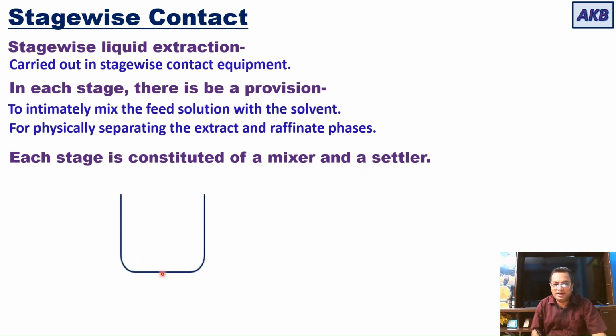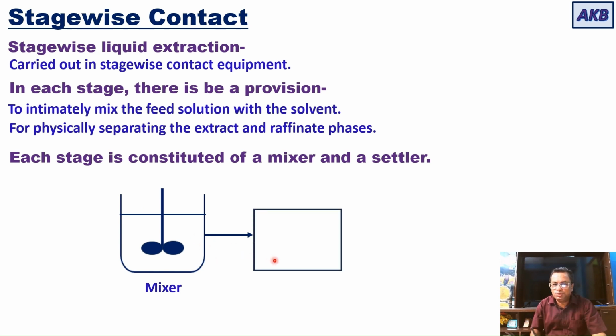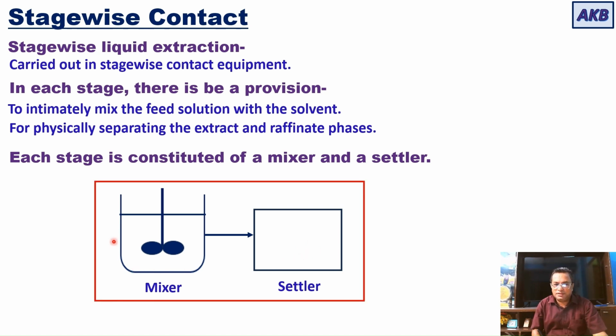So, we can understand that schematically. With the help of this schematic diagram, you have a mixer where there is provision of mixing the two phases, and then the mixture is transferred to the settler where it will settle into two phases, extract and raffinate phases, and they will be physically separated from each other after that. Okay, so these two equipment form a single stage.